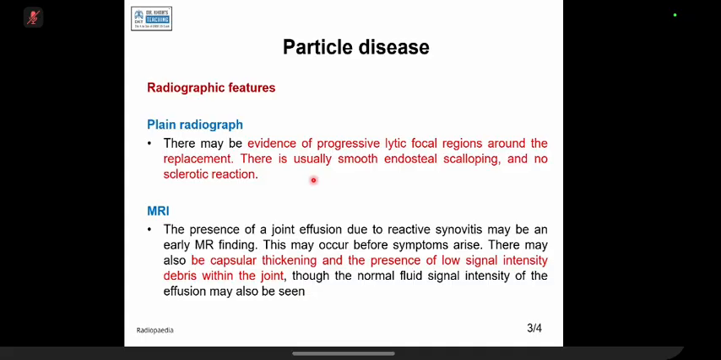So MR, in our case, I have not shown you MR. I have got an MR, I'll show you, but there was a lot of artifact on that MR. When they say capsular thickening, they want to tell you that it is within the joint cavity, and presence of low signal debris within the joint. Our case was not in the joint. So this is a particular disease. Somebody has asked, can it happen after 20 years? Yes, it can happen even more than that.